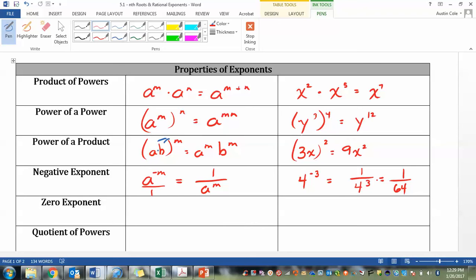Okay. Zero exponent. Anything to the 0 power, I'll just call it a to the 0, equals 1. Anything to the 0 power is 1. So for example, 346 to the 0 power equals 1.